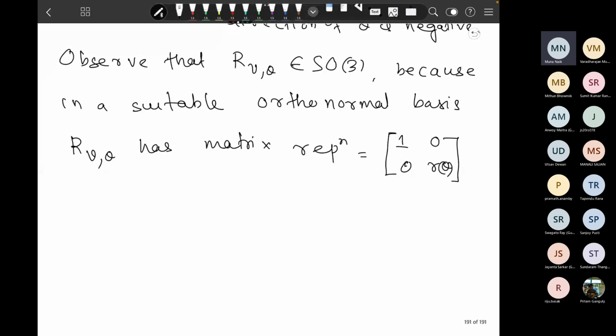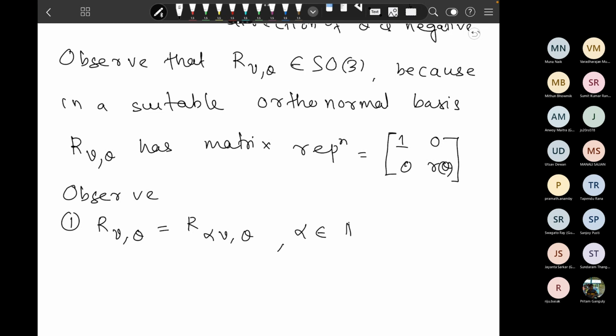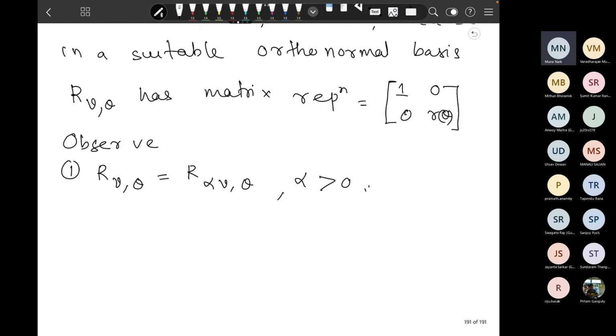Now there are some repetitions. So for instance, observe the first thing: R of (b, theta) is equal to R of (alpha b, theta), where alpha is a positive number. If some operator fixes b, then it fixes alpha b. So for that reason, R(b, theta) is equal to the same.